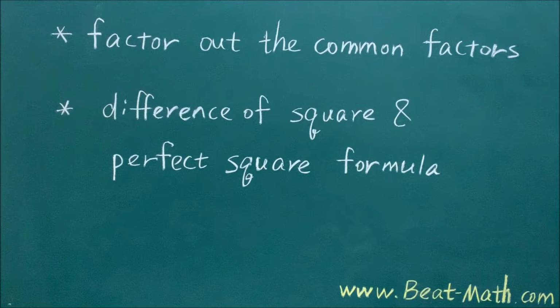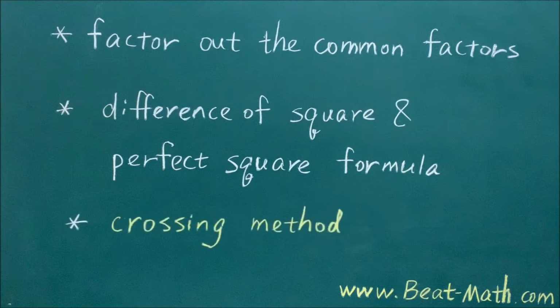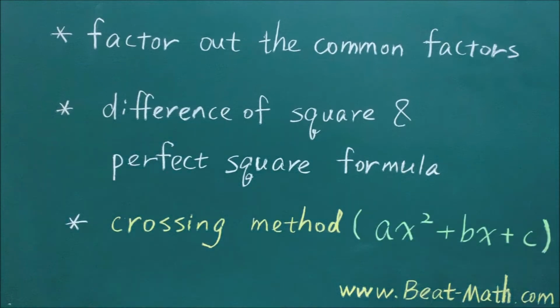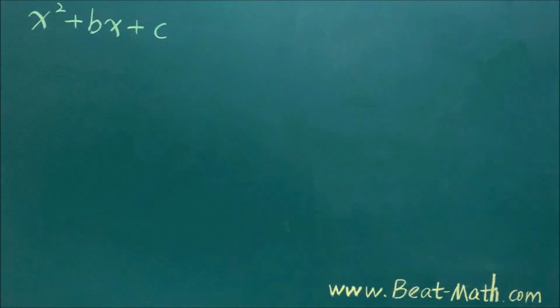Well, that happens. That is why I'm going to show you a different method today, called the crossing method. It is an excellent method to factor polynomials like ax squared plus bx plus c, where a, b, c are all integers. Factoring this type is a little different according to the value of a. If a equals 1, that means we get x squared plus bx plus c.